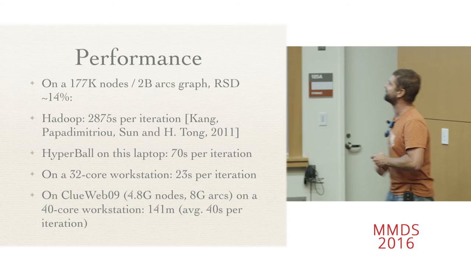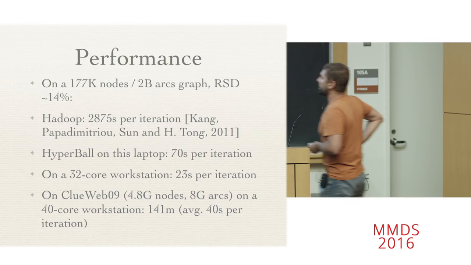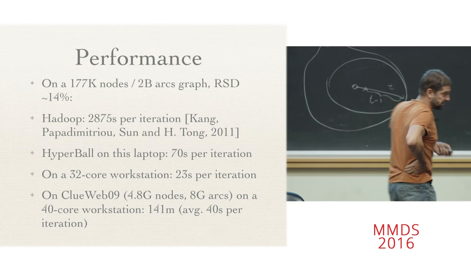This is another larger example on ClueWeb09. It takes 2 hours to get an estimation of the distance distribution and of the centralities. So it actually scales very well. It's very easy to download. It's a Java program. You start from a command line. You just have to import your data. If you're interested in computing this kind of stuff, I really suggest you try it out.